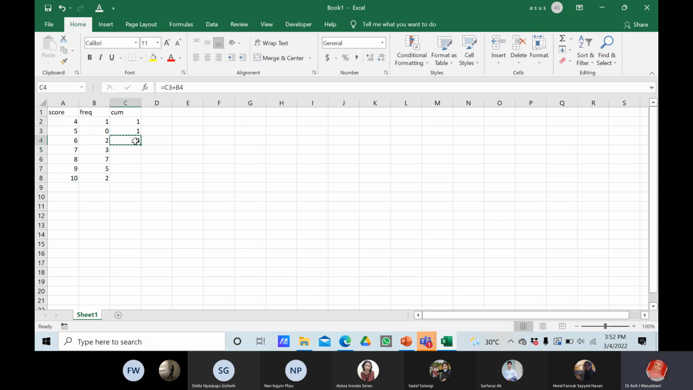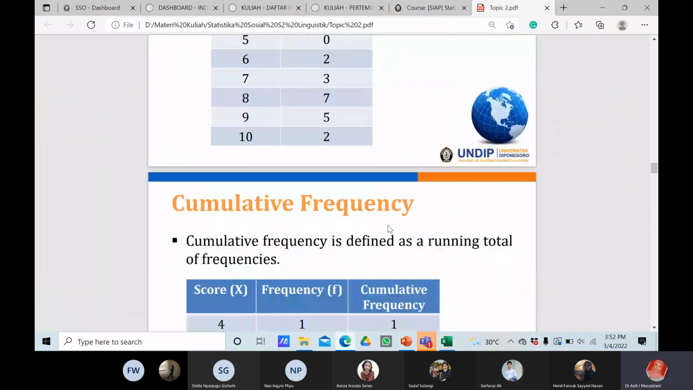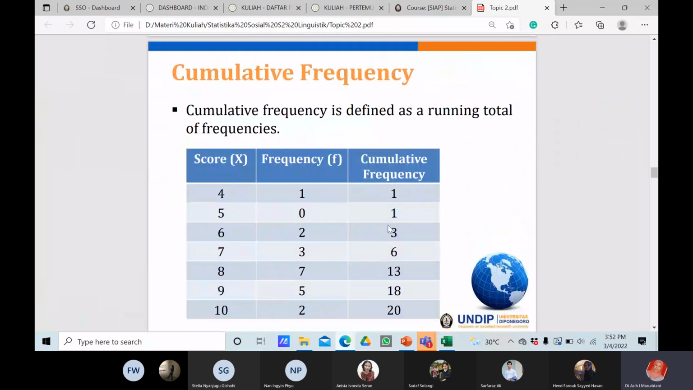And you can copy to another cell. You get the cumulative frequency easily. You can try this as an exercise at home. Okay, I go back to the slides.